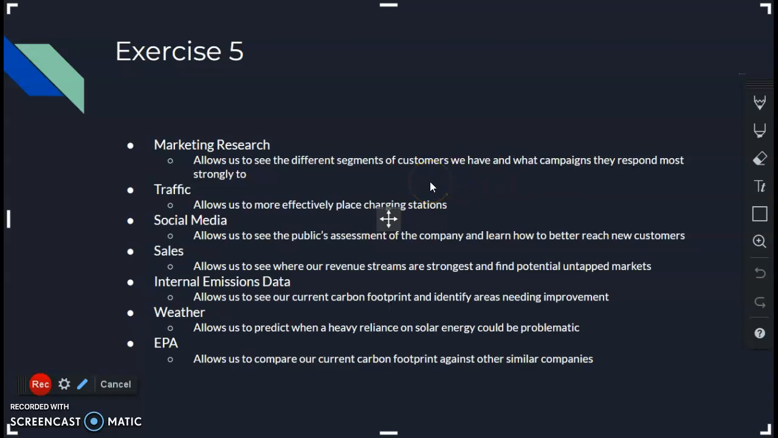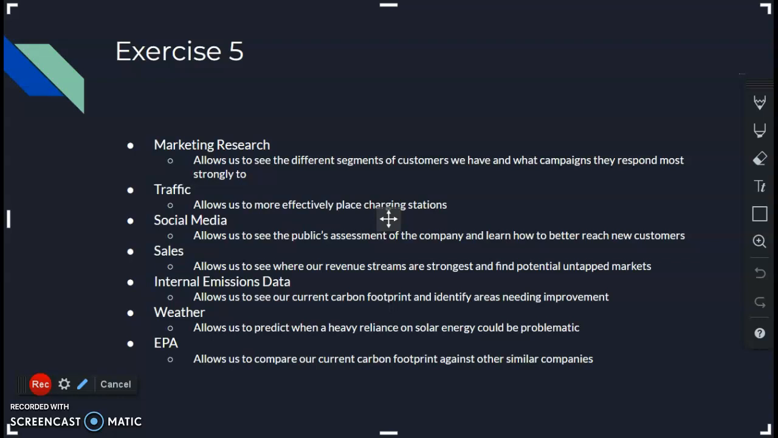And then social media, allowing us to see the public's assessment of our company and learn how to better reach new customers. So monitoring hashtags, monitoring geotags, monitoring anything that mentions Tesla or electric vehicles will help us gather a better idea of the sentiment directed towards our company as well as the electric industry as a whole.